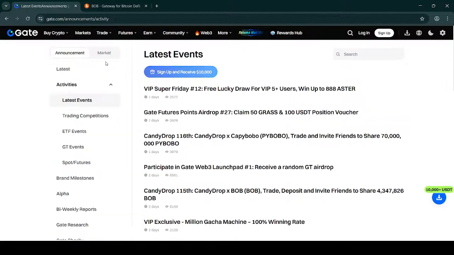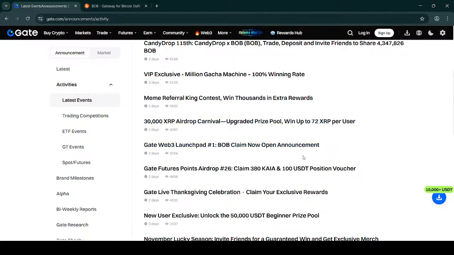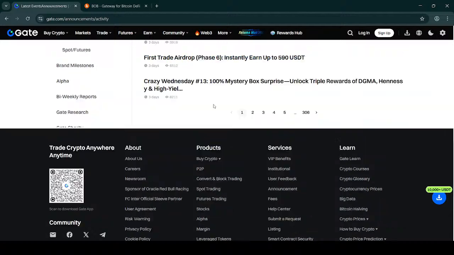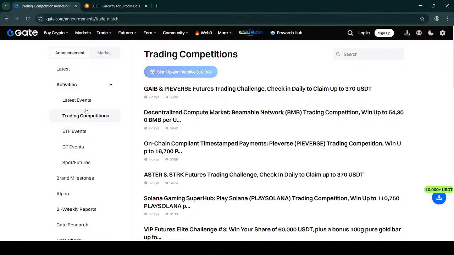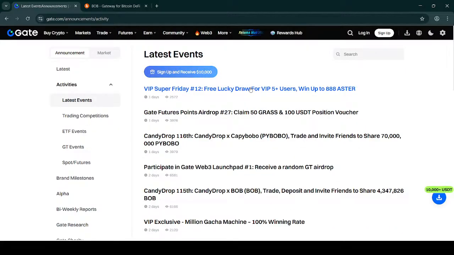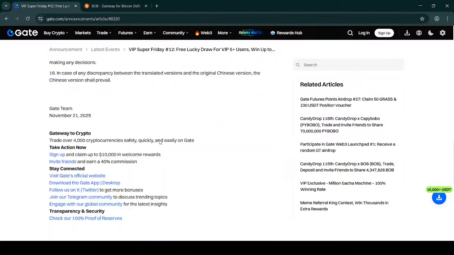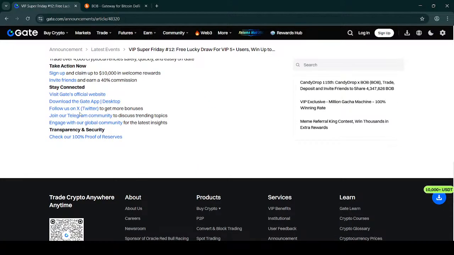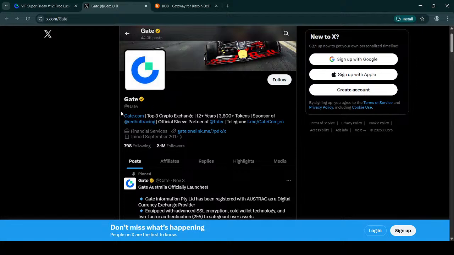So let's talk about our latest event, the extra winter and new pen announcement. So guys, this is the Gate.io website, guys.